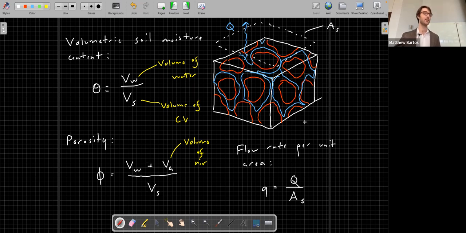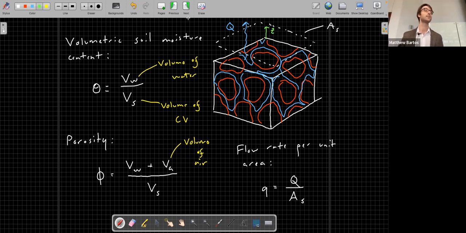Okay, so we talked about our soil volume. We also defined this quantity here. So this is the flow rate per unit area. So we're just defining flow to be positive in the upwards direction. So this is the upwards Z direction. And we can define the flow rate per unit area as the flow rate through our surface divided by the area of our surface. Okay, so we'll need this definition for later as well.